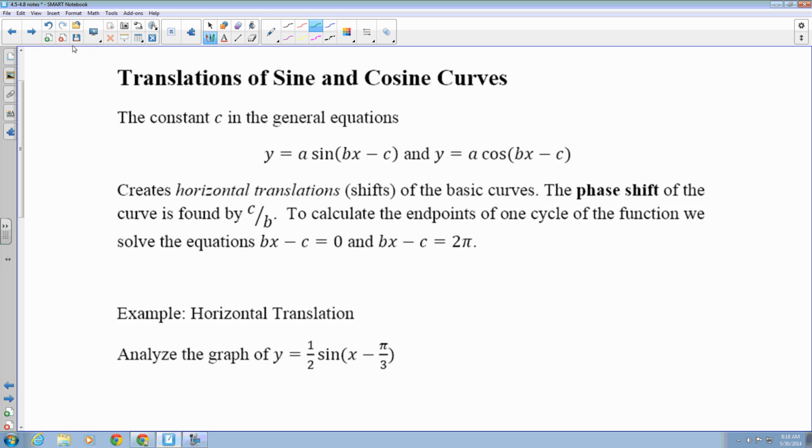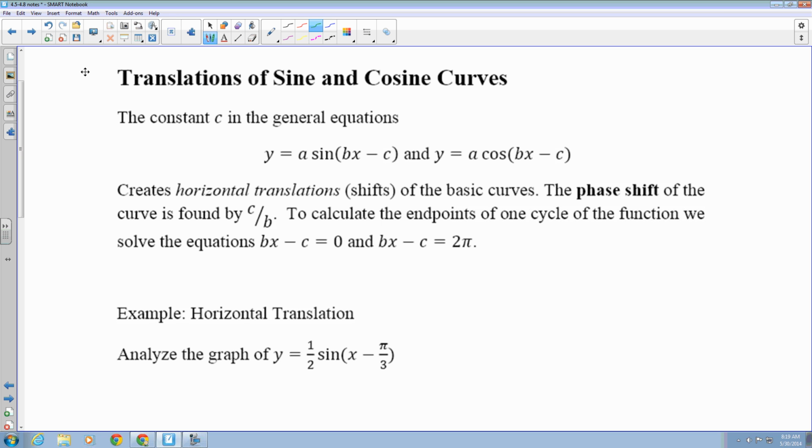All right, we're just going to finish up section 4.5. There's some translations for sine and cosine curves. Those would be horizontal translations we're going to work with first. And you know it's horizontal whenever you have parentheses after your sine or cosine function. So it would be x minus something or x plus something. That would tell you that you're being moved horizontally.